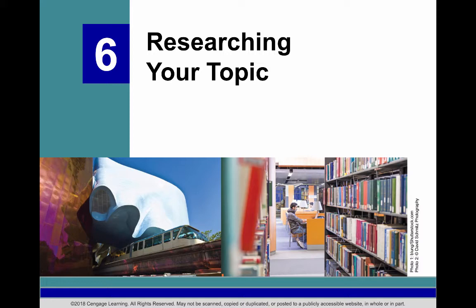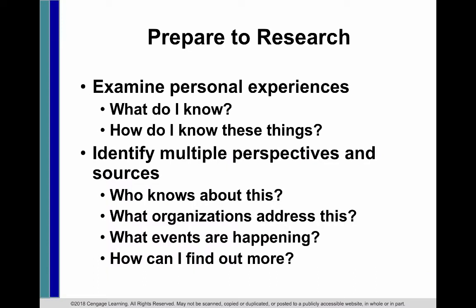Okay, let's talk about researching your topic. The first phase is preparing to research. You always need to start with what you know or what you think you know about the topic. List information you know about it and words you associate with it. Write out a few sentences that express what you know. Then look at them and figure out how you learned that information.